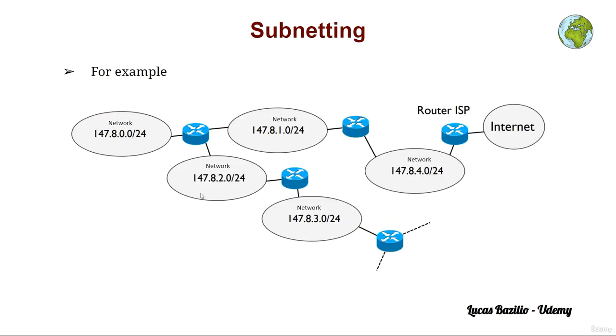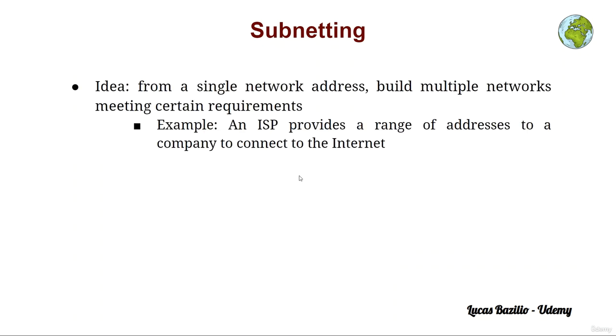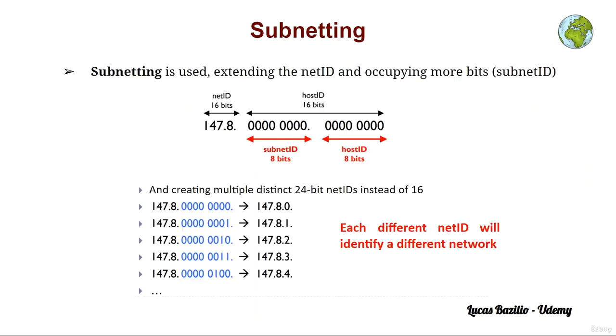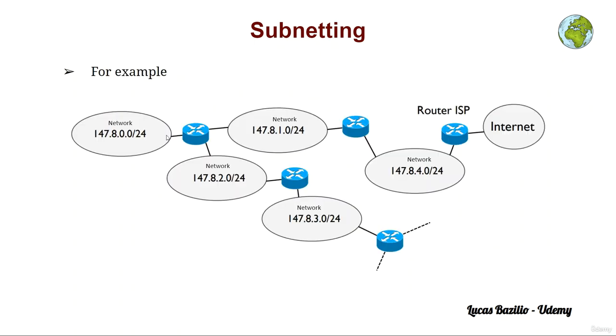Okay, so staying on this same example of the internet service provider that provides this range of addresses to the company to connect to the internet, after applying subnetting we can here have different networks, all of them with a mask of 24. As we can see, all of these networks have a mask of 24 because their net ID occupies 24 bits, after applying this subnetting.